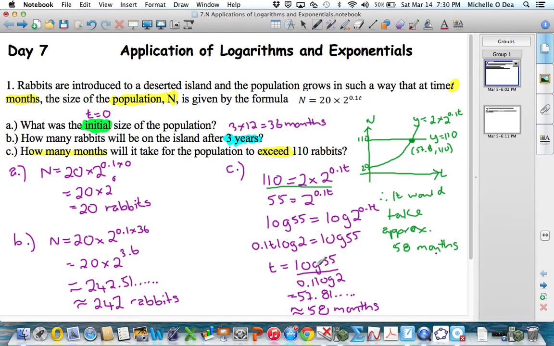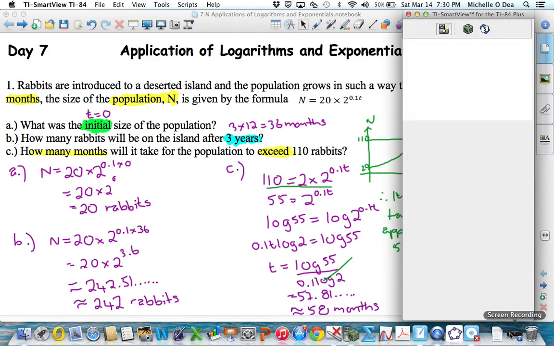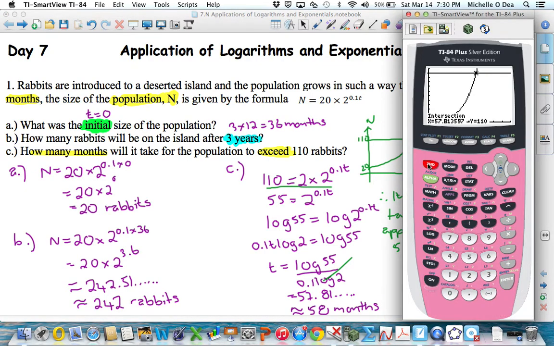However, be careful. Maybe sometimes it's on the non-calculator part and it asks for an exact answer. So then you must do this. You can't use the calculator. The other option is to use the calculator again, but this time, let's get out of the graphing, and you could use the table.